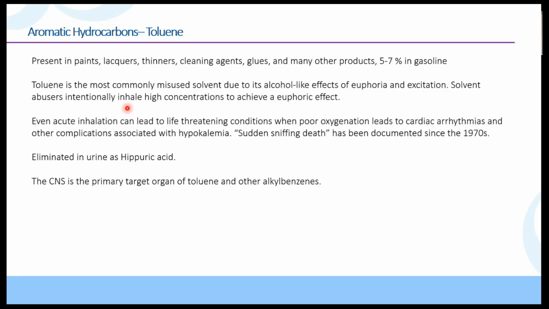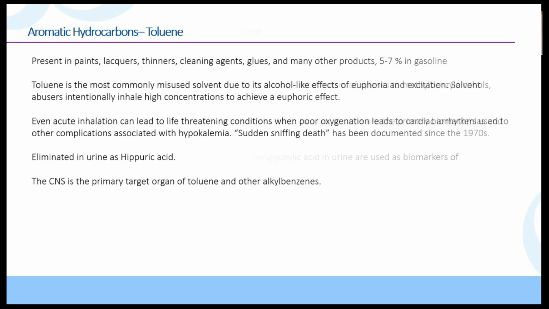Solvent abusers intentionally inhale high concentrations to achieve a euphoric effect. Even acute inhalation can lead to life-threatening conditions when poor oxygenation leads to cardiac arrhythmia and other complications associated with hypokalemia. Sudden ischemic death has been documented since the 1970s. This is eliminated in urine as hippuric acid, and CNS is the primary target organ of toluene and other alkyl benzenes.